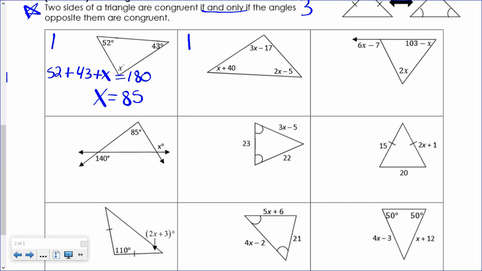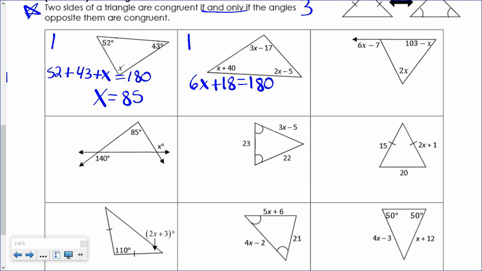So I'm just going to combine everything in my head. So x plus 3x plus 2x is 6x, and 40 minus 17 minus 5 is 18. Is that right? 40 minus 17 minus 5. Is that 18? Yeah. So you can feel free to write the entire equation out. It's just a lot of writing, so I went ahead and combined all the like terms in my head. Just add everything together.